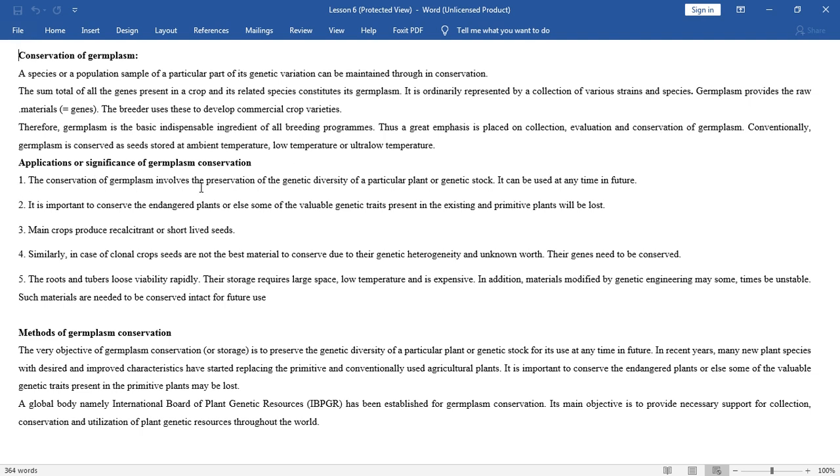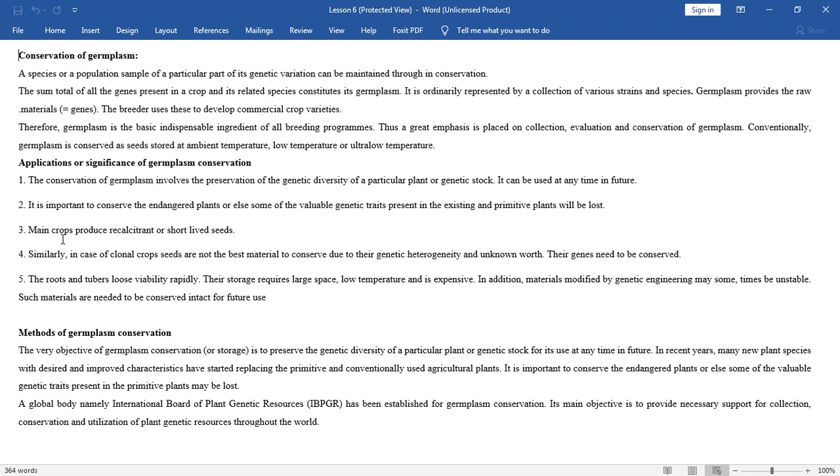The conservation of germplasm involves the preservation of the genetic diversity of a particular plant or genetic stock. It can be used at any time in future. It is important to conserve the endangered plant as some of the valuable genetic traits present in the existing and primitive plants will be lost.